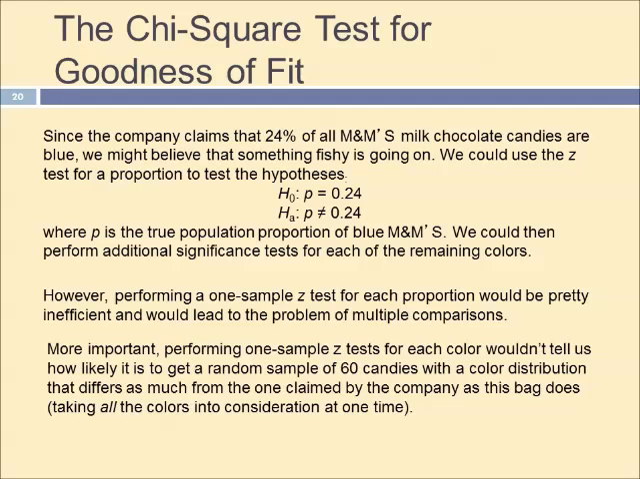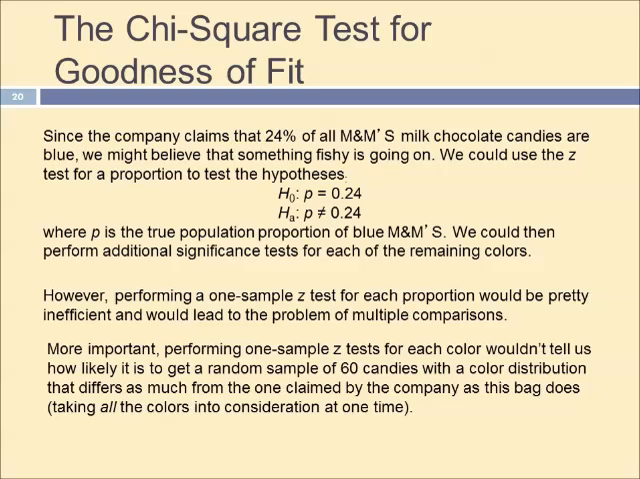Now the company claims that 24% of M&M milk chocolates are blue. So we might think that something fishy is going on. We could use a z-test for a proportion to test the hypotheses that the proportion equals 0.24, or the alternative that the proportion does not equal 0.24, where p is the true proportion of blue M&Ms. We could then perform additional significance tests for each of the remaining colors.